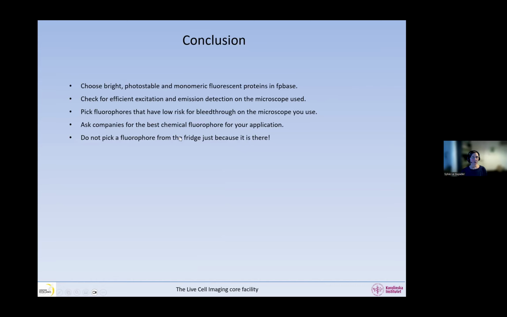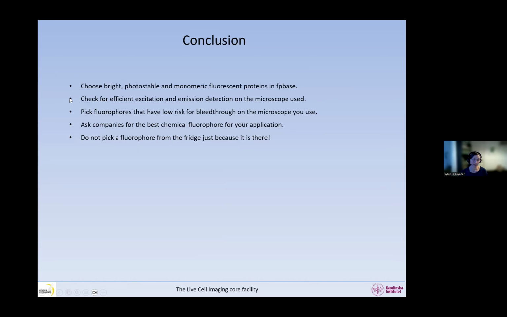So now I want to conclude this little lecture. Please choose bright, photostable, and monomeric fluorescent proteins in the FP base. Go and compare the fluorescent proteins that you're using with what is available, and maybe you will get some nice surprises, that it's easy to get 2-3 times more fluorescence by just changing the fluorophore. Be critical of what you get from your lab.